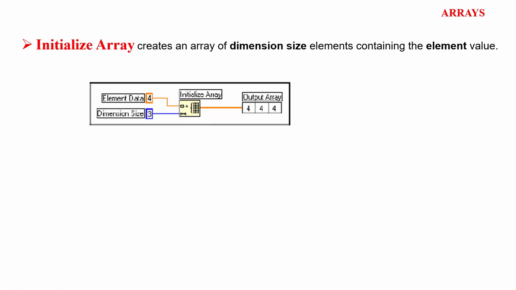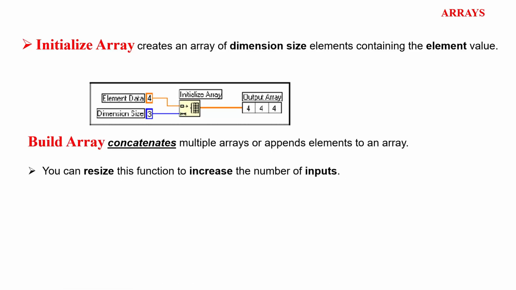The next one is Initialize Array. It creates an array of dimension size elements containing the element value. Here we have two inputs. One is 4, the second one is the dimension size. It means the dimension size of the array should be 3 and each element must have a value of 4.